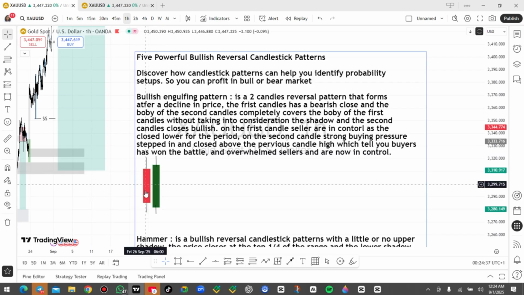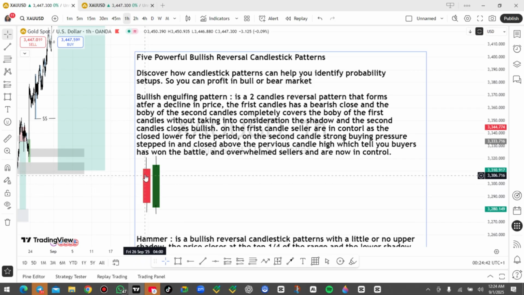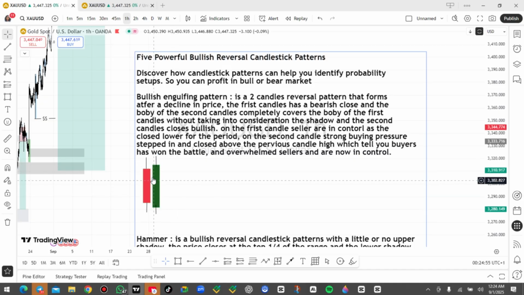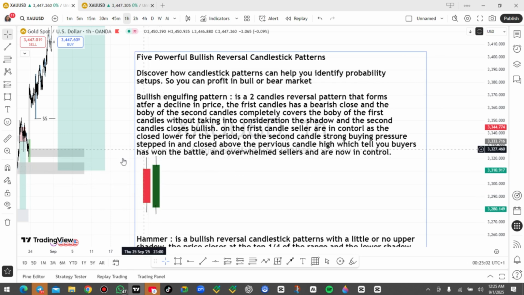On the first candle, you will see a very good bearish candle telling you that sellers are in control of this market. But along the line, what happened? Buyers came into this market and closed bullishly. If you check this candle, you see that their closing is higher than the sellers' closing, giving you full confirmation that buyers are in control of this market. But you don't just see something like this and jump in and start buying. No, you need a confirmation.